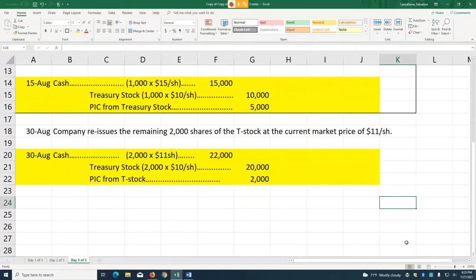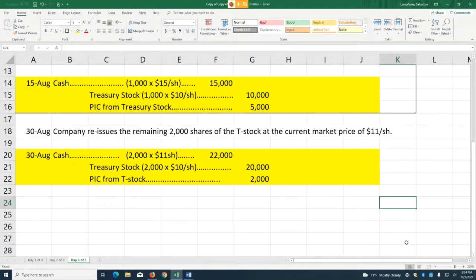Questions with those entries? Again, I can't use pick in excess of par like we did with the other stock transaction because I'm not selling above par. I'm selling above the pivot value. I'm selling above that original value that I had to pay when I first took them off the market.